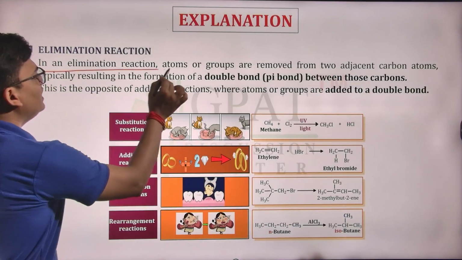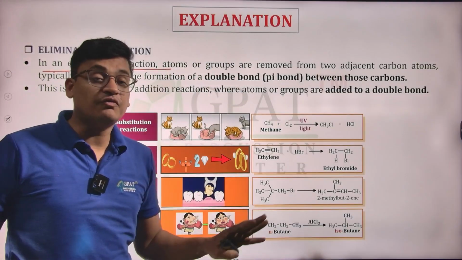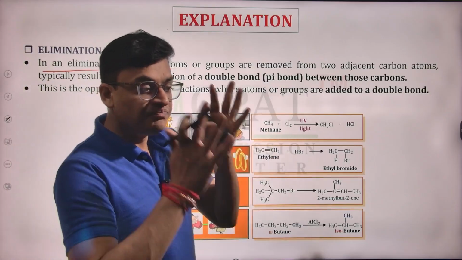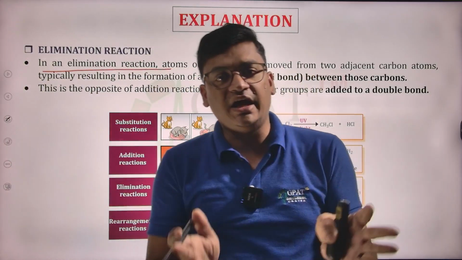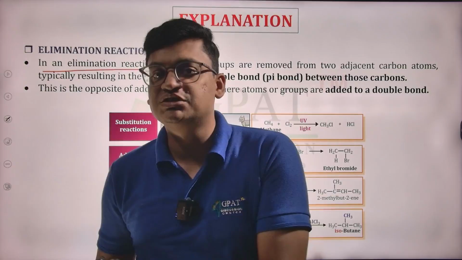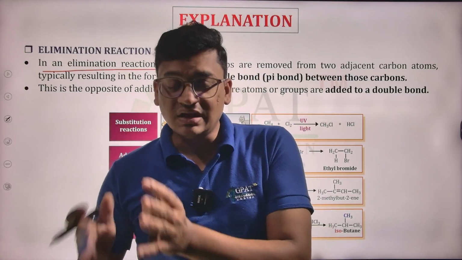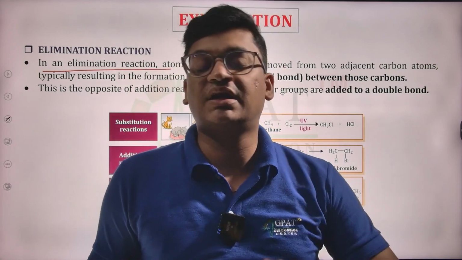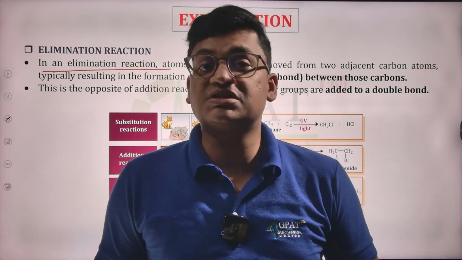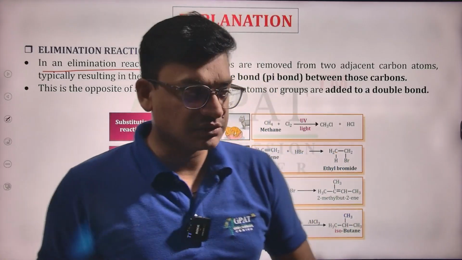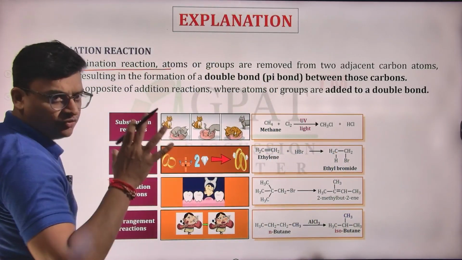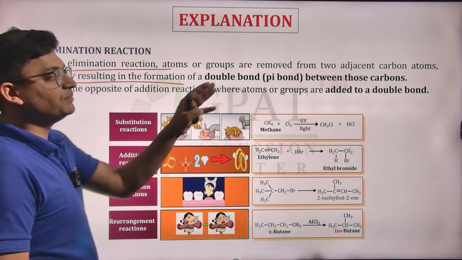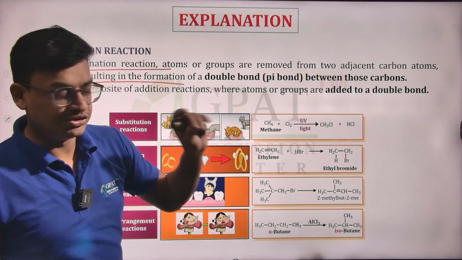Here you can see, in an elimination reaction, atoms or groups are removed from two adjacent carbons, so it is also known as alpha beta elimination. Elimination is basically of three types: alpha alpha elimination, alpha beta elimination, and alpha gamma elimination. But the majority of elimination reactions follow alpha beta elimination, where the removal of the groups takes place from adjacent carbon atoms. That's why we focus on alpha beta eliminations, resulting in the formation of a double bond, that is a pi bond, between those two adjacent carbon atoms.